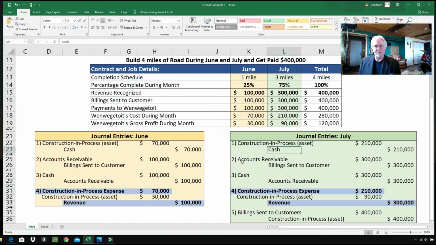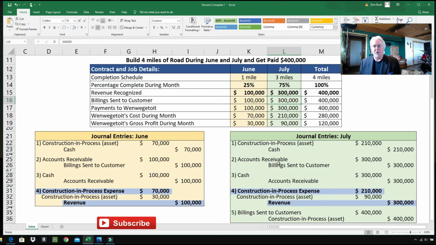Journal entry number 2, when we get to it, the construction company sends another bill to the customer, and it's a bill for $300,000. And where did I get $300,000? Well, I got it right off our chart right there. And this billings sent to customer is mentioned. That's an account that's unique to the percentage of completion method for construction contracts, and it works out pretty cool. I won't explain exactly how it works, but its purpose is so we don't double count assets, which probably right now doesn't mean a whole lot to you.